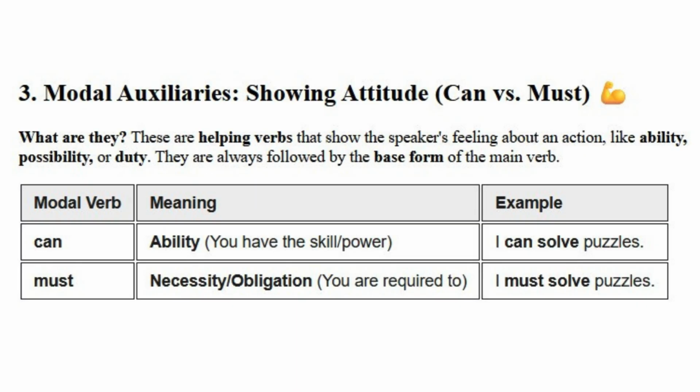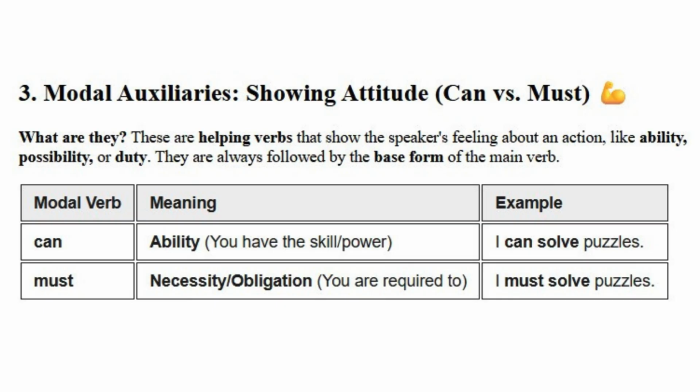Next topic, modal auxiliaries. Showing attitude, can versus must. So what are they? These are helping verbs that show the speaker's feelings about an action, like ability, possibility, or duty. They are always followed by the base form of the main verb. Now, I know that can be a little confusing, so let's go over some.